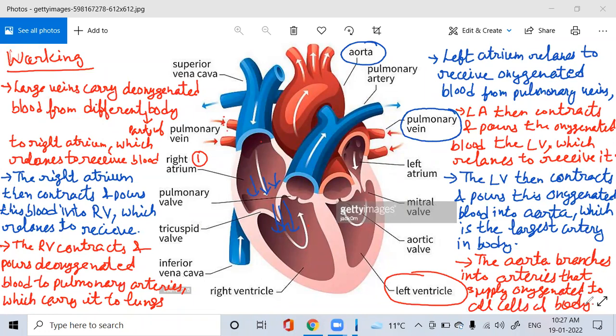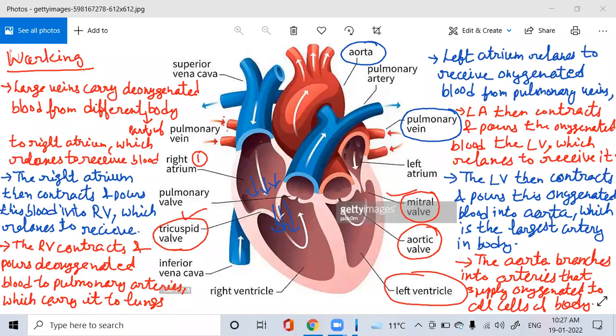to all cells or body parts, to all cells of the body. Now you can see there are walls between the atrium and ventricles on both the sides. You can see here is the tricuspid valve, between the right atrium and right ventricle, right? And here also you can see the mitral valve is present, and one is the aortic valve. So what is their function? That ensures that blood flows only from the atrium to ventricle and from ventricle to artery, and not in the opposite direction. That is the function of these three valves.